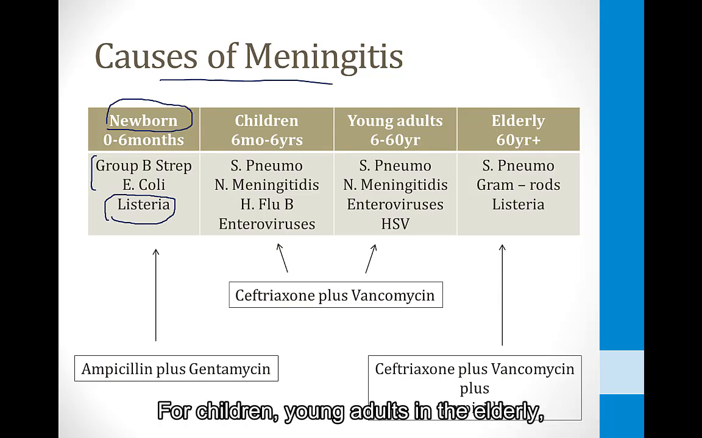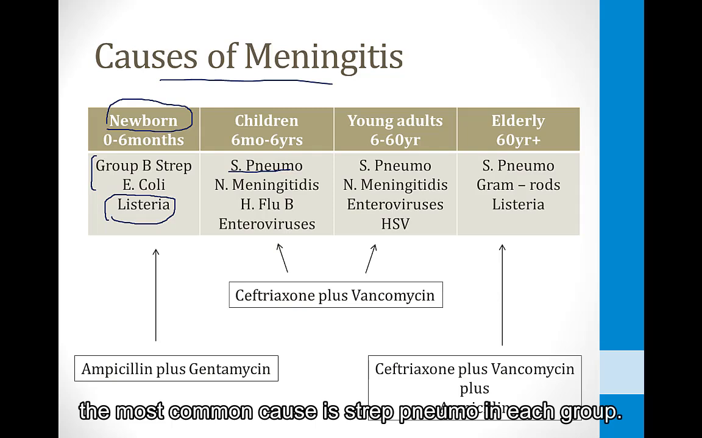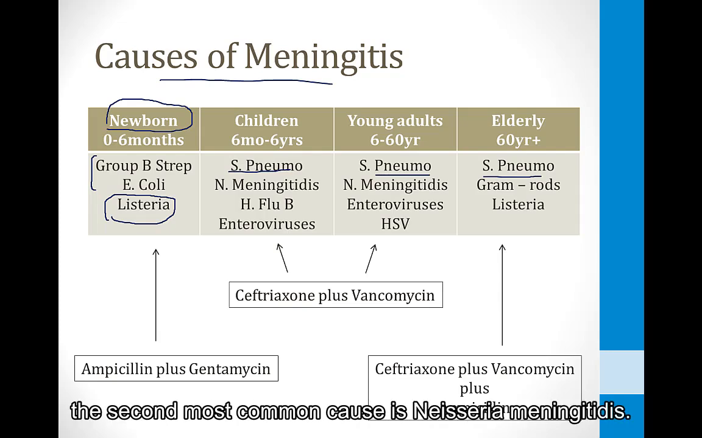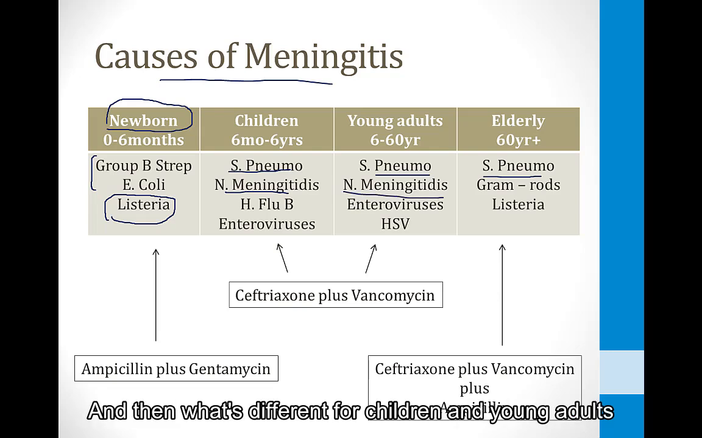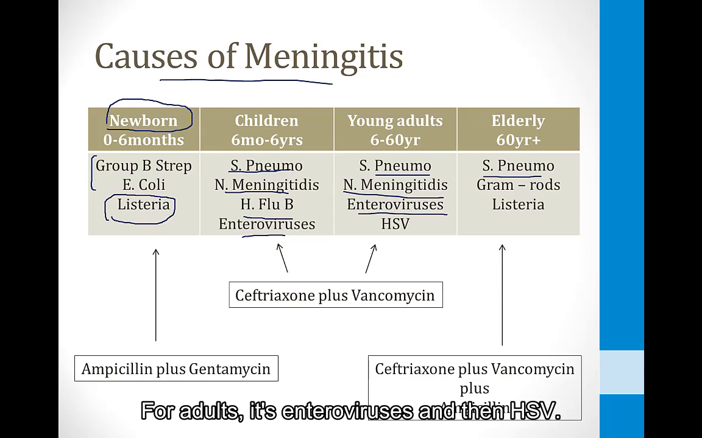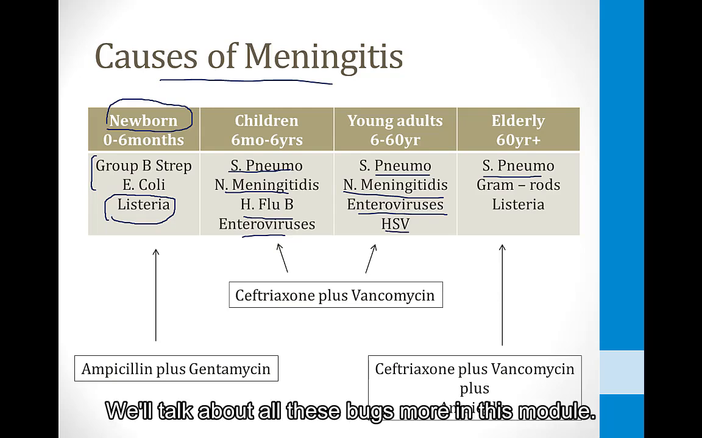For children, young adults, and the elderly, the most common cause is strep pneumo in each group. It's also the most common cause overall. For children and young adults, the second most common cause is Neisseria meningitidis. And then what's different for children and young adults are the third and fourth most common cause. For children, it's H. flu and then enteroviruses. For adults, it's enteroviruses and then HSV. We'll talk about all these bugs more in this module.